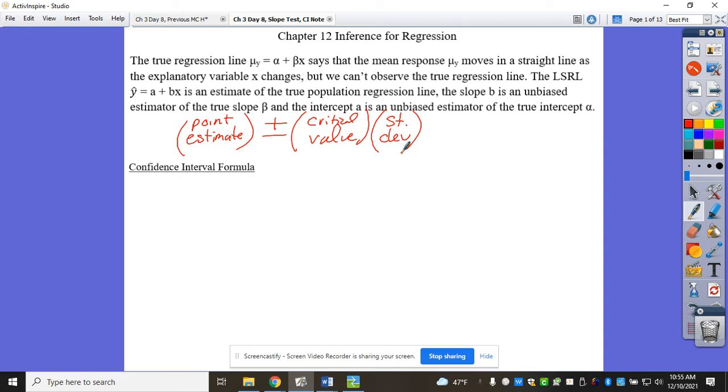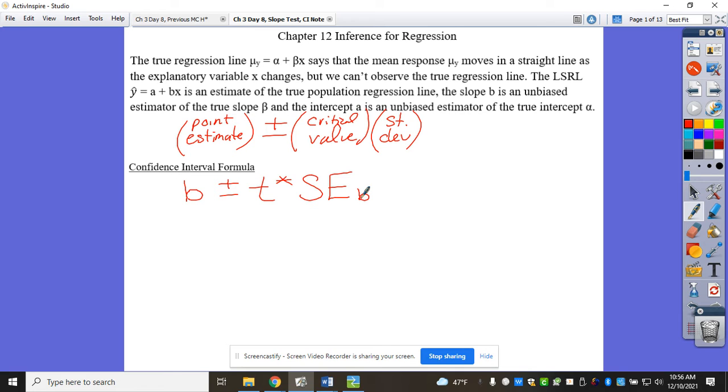our actual slope is beta. What is our statistic value for slope? B. This is what we just talked about. So our point estimate is lowercase b. What is our estimate for slope? Written as b. Our critical value is going to be t. And then whatever the standard error of our slope is. That's what that means, the standard error of our slope.